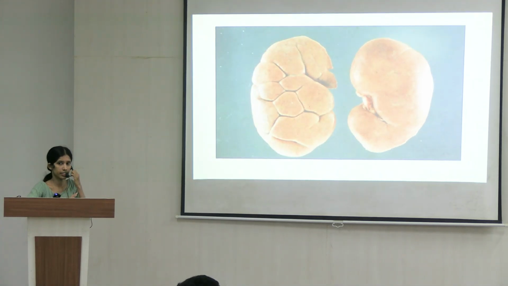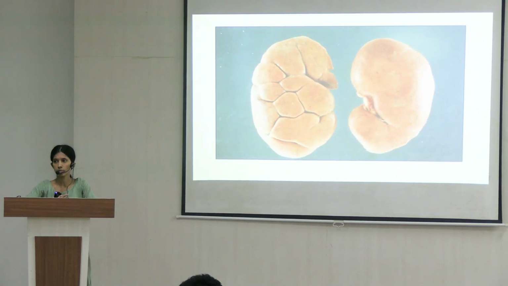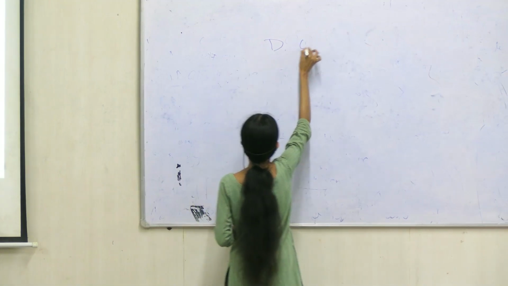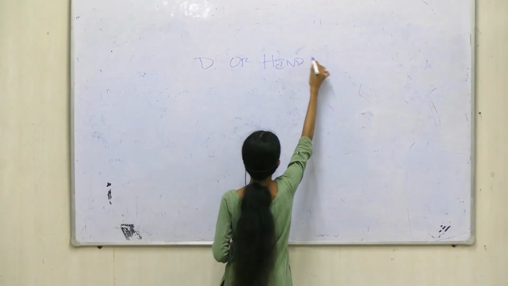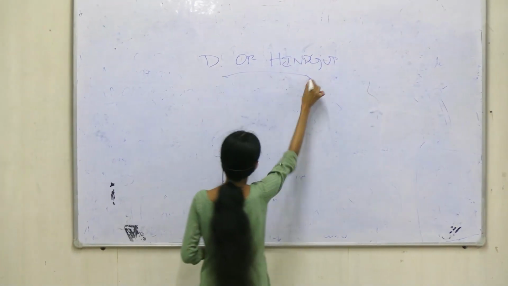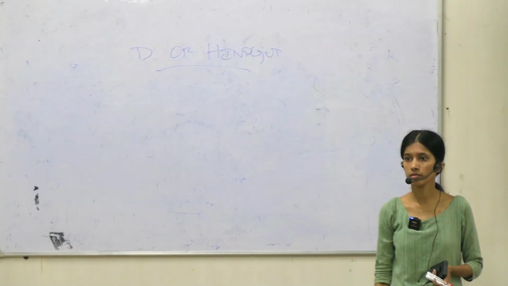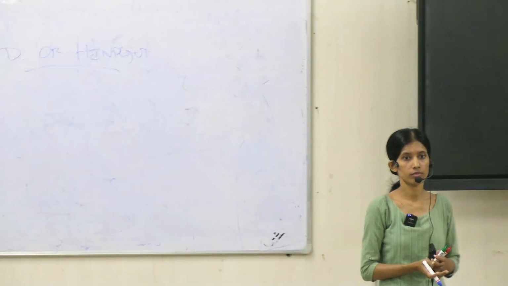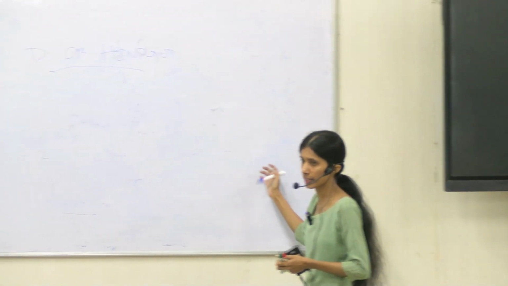Is it clear? Any doubts in the development of kidney and congenital anomalies? Development of kidney is mostly a 5 marks question from embryo. Okay, finished. Any doubts in the anomalies? Okay. We'll come back to the development of hindgut discussion.